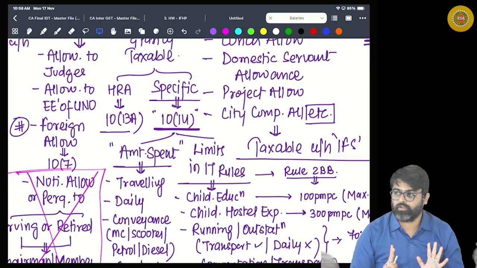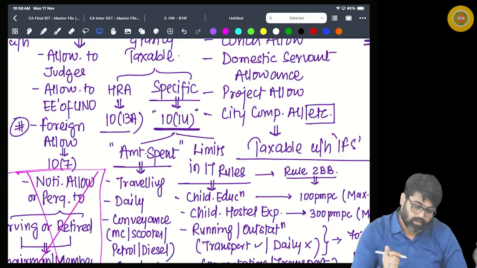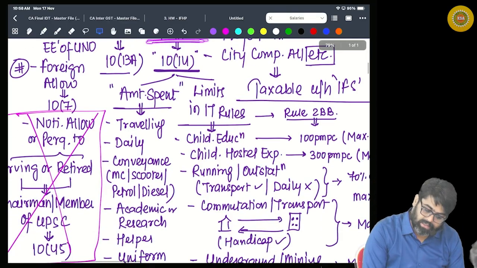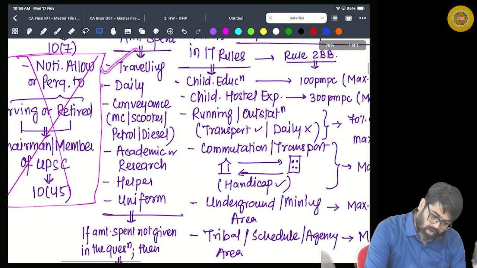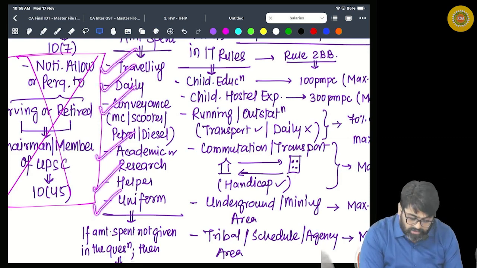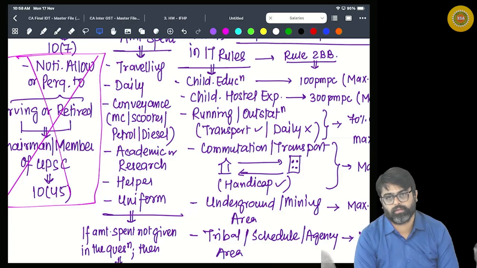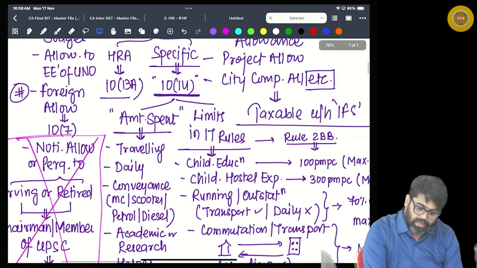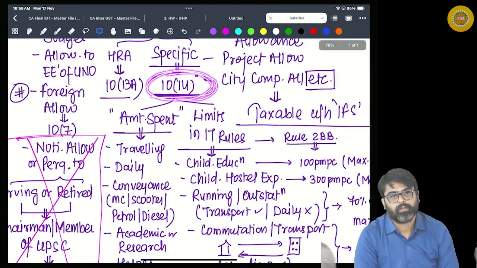Total 12 allowances, I will tell you. How many allowances? Out of the special category, there are 12 allowances. 1, 2, 3, 4, 5 and 6. These 6 allowances which you can see here are exempt under section 10(14).